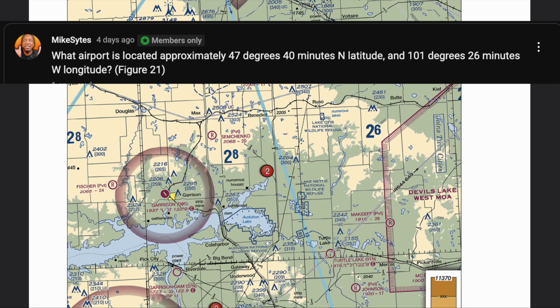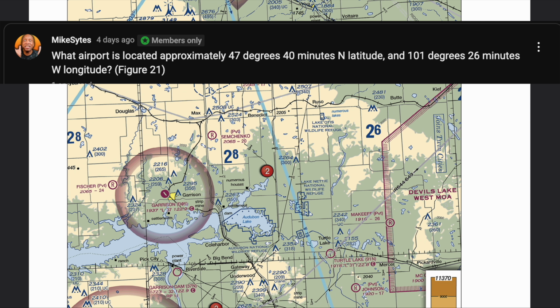So here we go. Question: what airport is located approximately 47 degrees 40 minutes north latitude and 101 degrees 26 minutes west longitude? Figure 21. Now, before I take this question down, I want you to look at the question and understand what the question's actually giving you. They're giving you directions to a buried treasure. And I know that if this was $1 million in that buried treasure, you wouldn't have any problems reading this or understanding what it is that they're giving you, right?